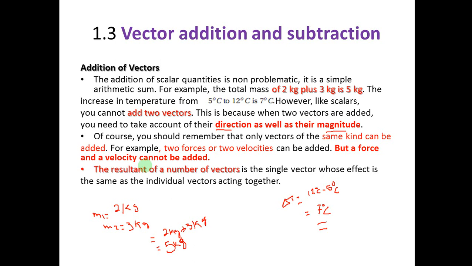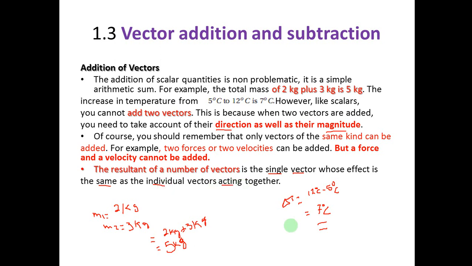The other point that you must remember in vector addition and subtraction is the resultant of a number of vectors. What does it mean? What is a resultant vector? The resultant of a number of vectors is a single vector whose effect is the same as the individual vectors acting together.